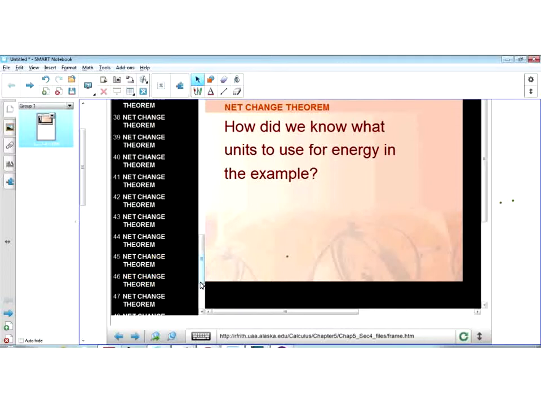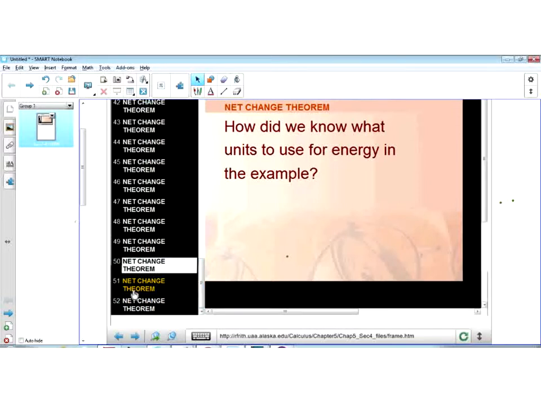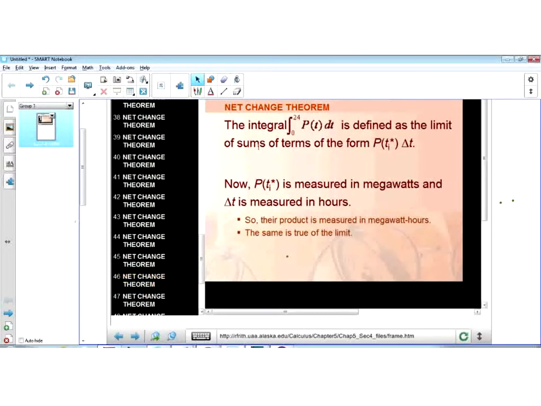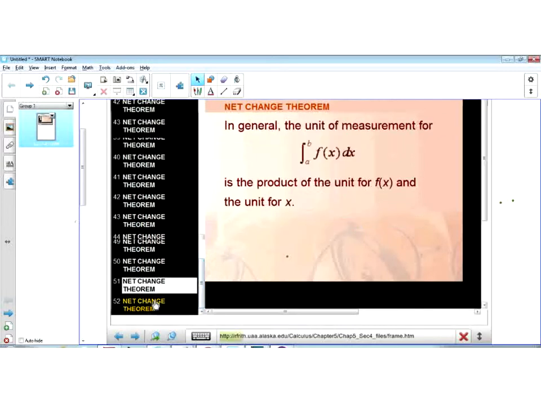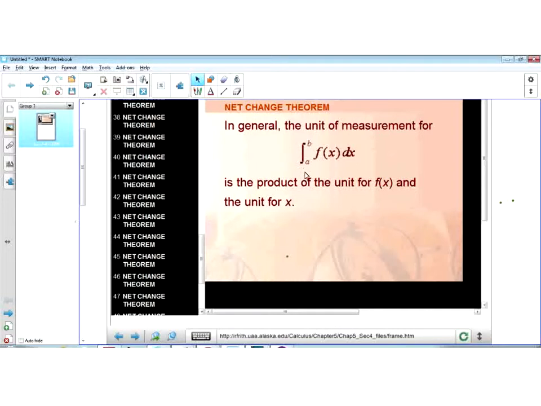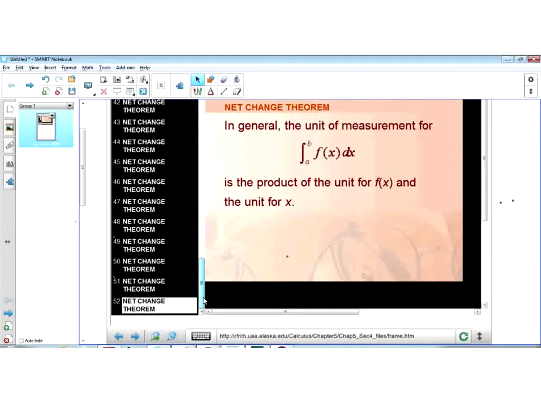What units are used for energy? How do we know? Well, the integral is defined as the limit of sums of the form P at a sample point times delta T. Now P at a sample point is measured in megawatts and delta T is measured in hours, so their product is measured in megawatt hours. The same is true for the limit, so megawatt hours is energy. In general, the unit of measurement for the integral of f of x is the product of the unit for f of x and the unit of x. Okay. All right.